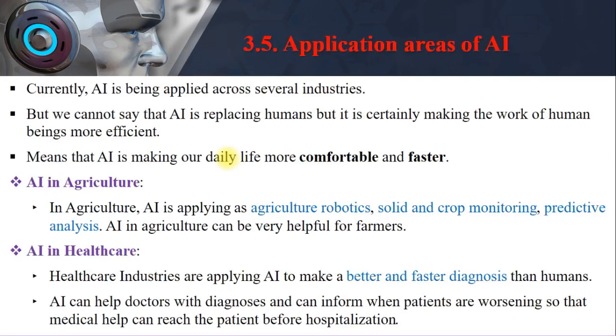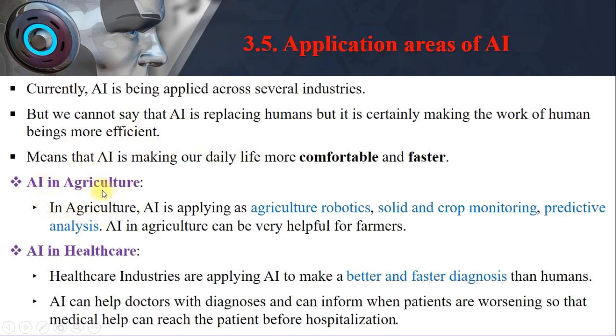The other point that we are going to discuss under artificial intelligence is the application areas of artificial intelligence. Currently, emerging technology is applicable almost in all industries or sectors. Artificial intelligence is one type of emerging technology, so it can be applicable in different areas. That means the applicability of artificial intelligence supports human beings in order to make daily life comfortable as well as faster. So these are a list of application areas.